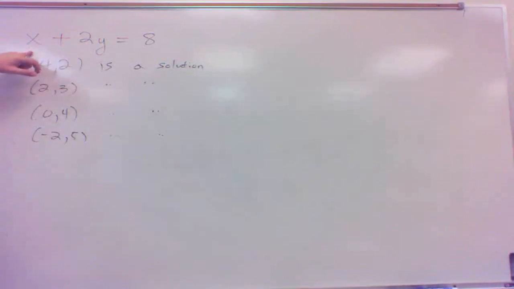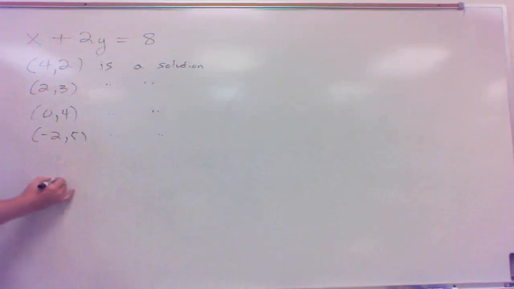Negative 2, we can also get some negatives here. Negative 2 plus 2 times 5. Isn't that 8? That's 8 too. So there's lots and lots of different solutions. And we'll talk about how to come up with those. But for now, just note those. Maybe one more. How about 8, 0? That would be another one.